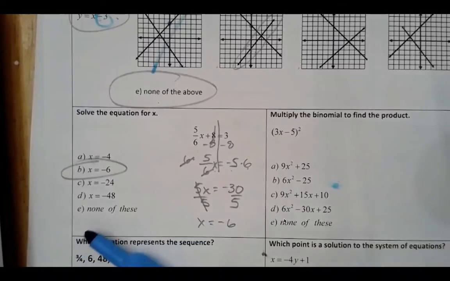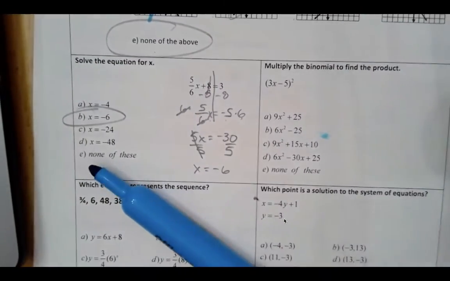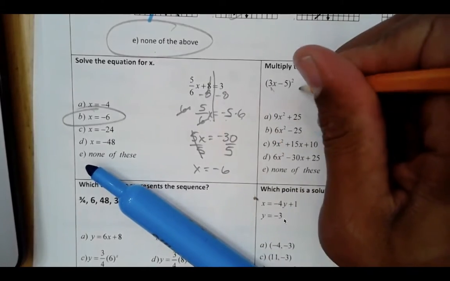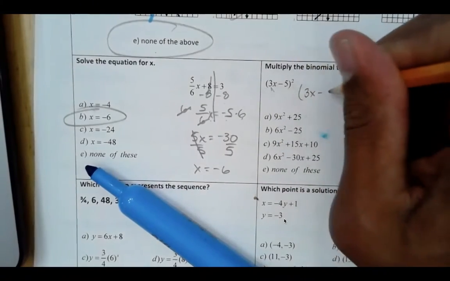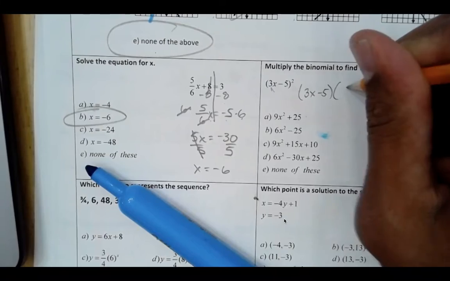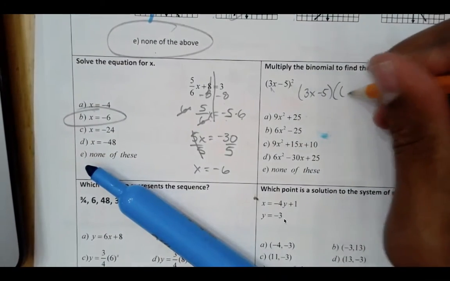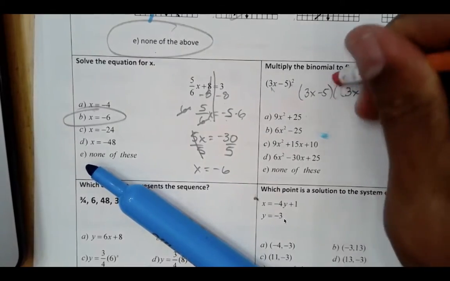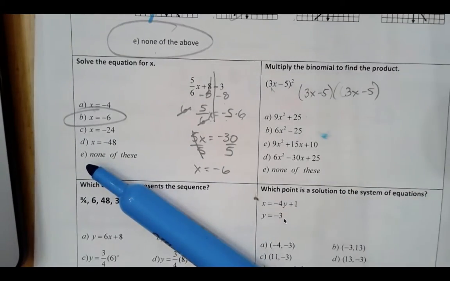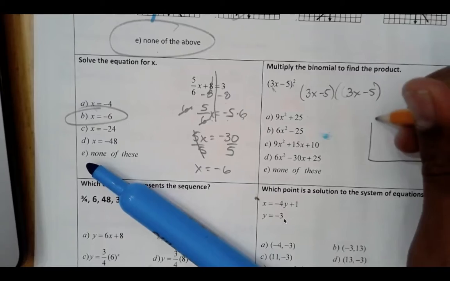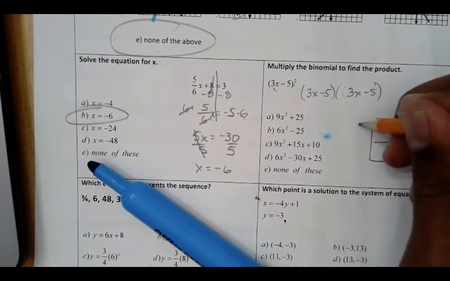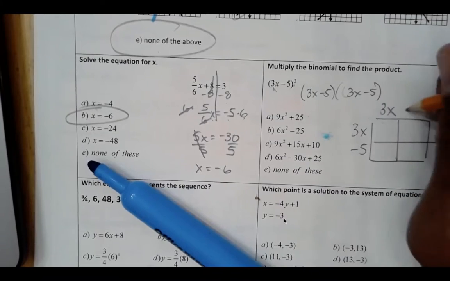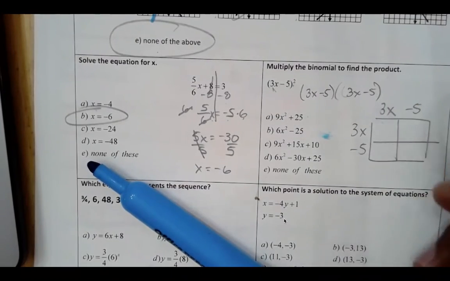All right, so now multiplying. Multiply the binomial to find the product. Well here, just like we did in the notes for day 10, again, if it's squared, that means we're going to repeat this twice. Oops, I've got an extra parenthesis in there. So that means I'm going to set up a 2 by 2 box. 3x minus 5 on this side and 3x minus 5, the same thing, over here. And now I'm going to multiply it out.